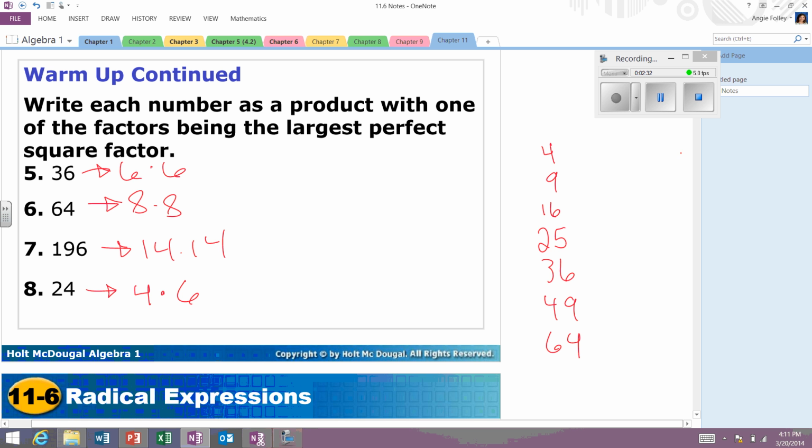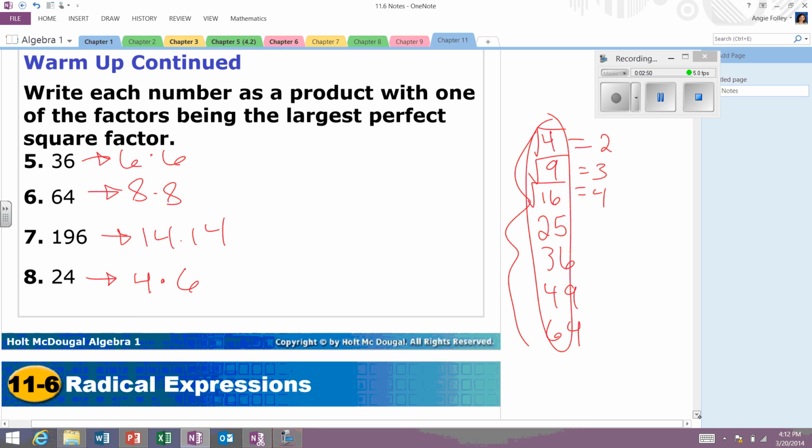You really want to know all of your perfect squares. You want to have these memorized, especially these first few. You want to know that if I took the square root of 4, that would be 2. If I took the square root of 9, that would be 3. If I took the square root of 16, that would be 4. And so on. So you really want to know these perfect squares. This is something you want to know.